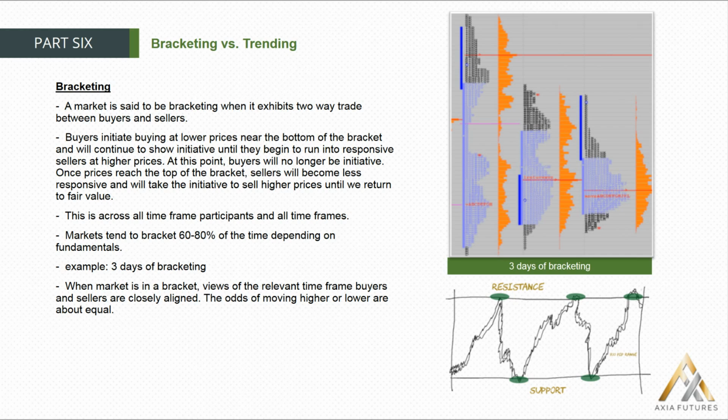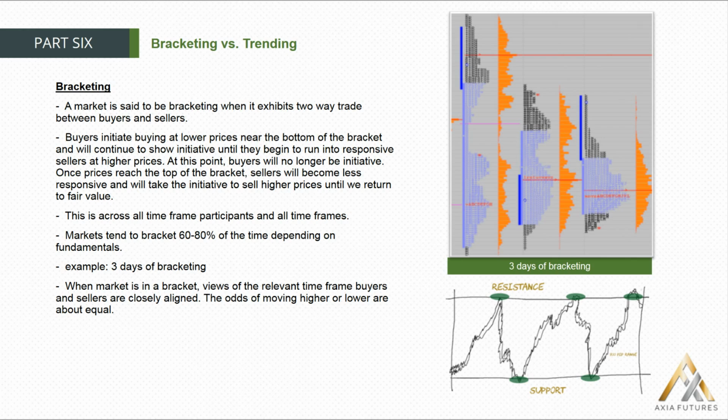So let's get straight into it, and let's kick off and talk a little bit about bracketing and trending markets and what we actually mean when we refer to a market either bracketing or trending. So first, bracketing. A market is said to be bracketing when it exhibits two-way trade between buyers and sellers. Now, as you can see, a very basic example is what we have on the right. Let's first look at the handwritten drawing. As you can see, the market is bracketing between what we like to call support and resistance.